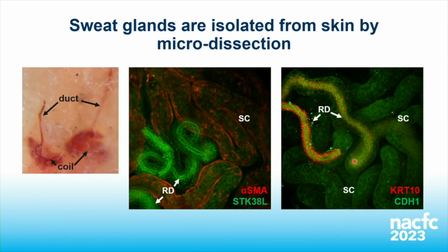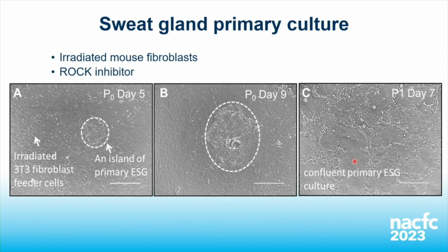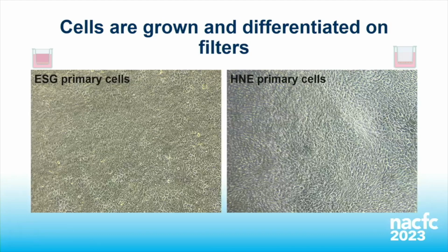So once we get the sweat glands, if instead of imaging them, we dissociate them into single cell suspension, we can then plate them as I described. So about a week after we plate the cells on the mouse fibroblasts and treat with ROCK inhibitor, we see small clusters of epithelial cells. Over time, these islands grow until eventually they push aside the feeder cells and reach confluency. Next, we transfer the cells to filters for differentiation.